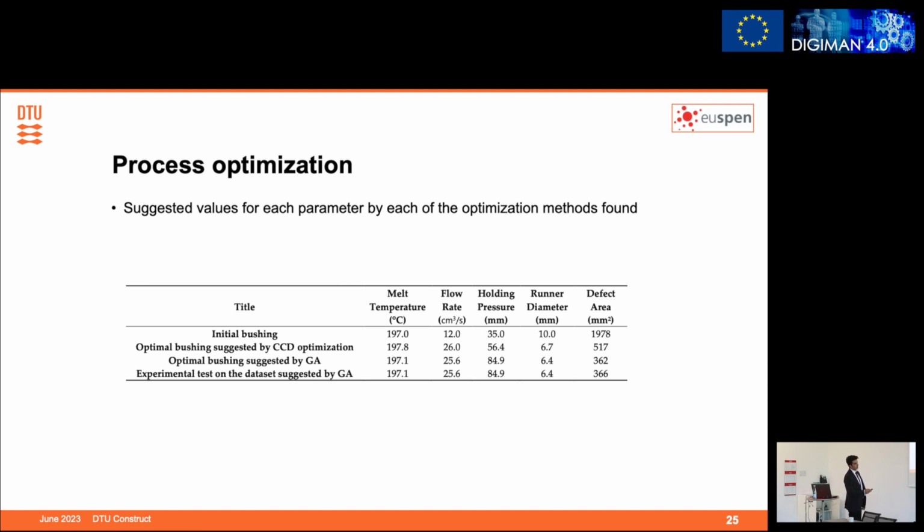The initial one, this row presents the initial parameter levels used by the company to manufacture the initial part. Then we did optimizations based on the statistical method, and here are the levels of each factor suggested by Minitab. And here you can see the levels of each factor suggested by genetic algorithm. And the last column is the area of blush defect after employing these parameter levels.